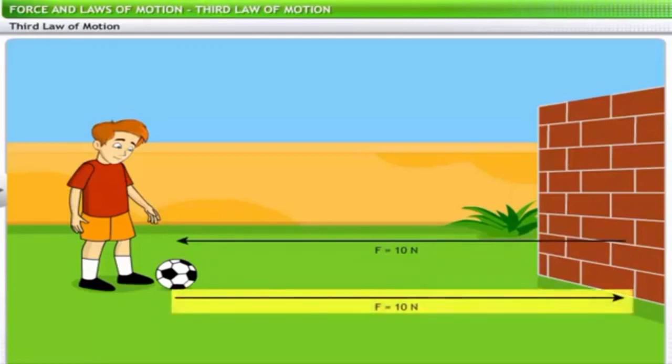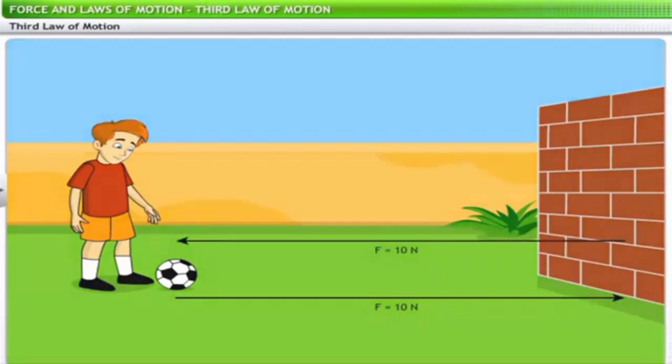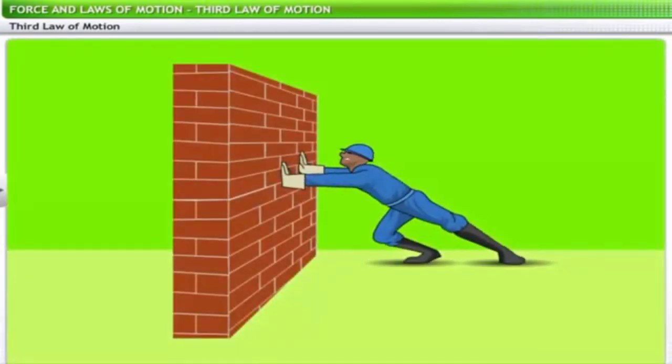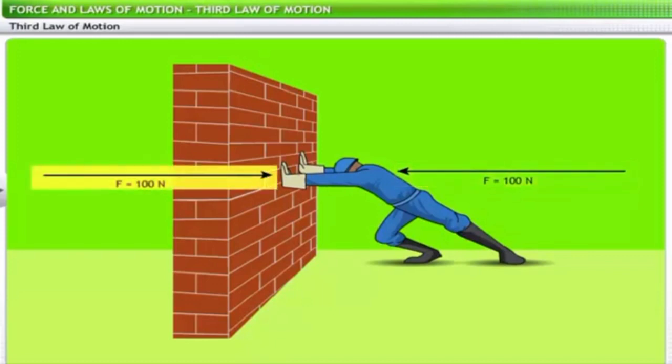One force acts on the wall, while the other force acts on the ball. In the second situation, the man pushes the wall with a force, say 100 Newton. What happens to the wall? The wall also pushes back with a force of equal magnitude. Both these forces act in directions opposite to each other. And one force acts on the wall while the other acts on the man.